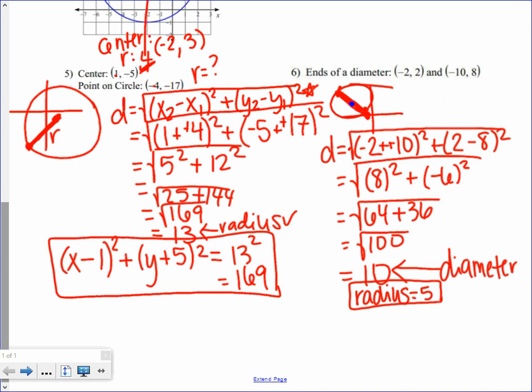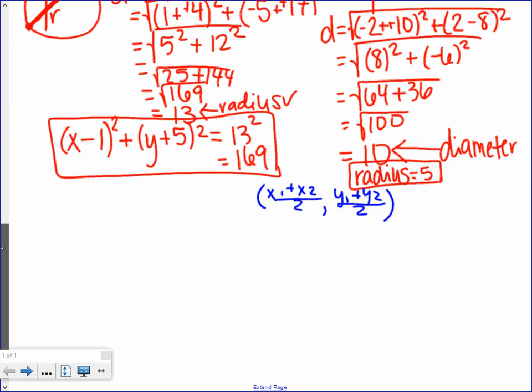I know that the center of the circle is about right here, and this distance is 5, and this distance is 5. But how do I find my actual center? I need to know what is halfway between these 2 points that they gave me. And so I need to use my midpoint formula. So if you look, your midpoint formula is going to be x1 plus x2 over 2, y1 plus y2 over 2.